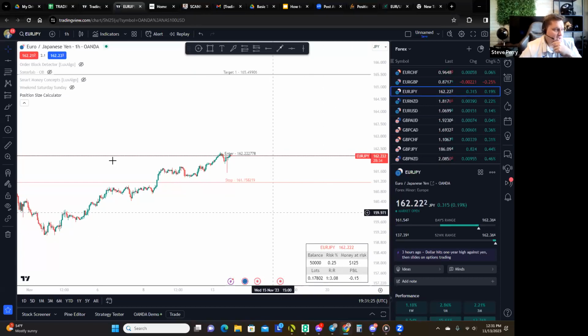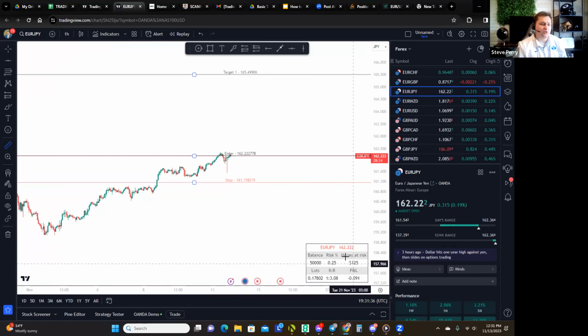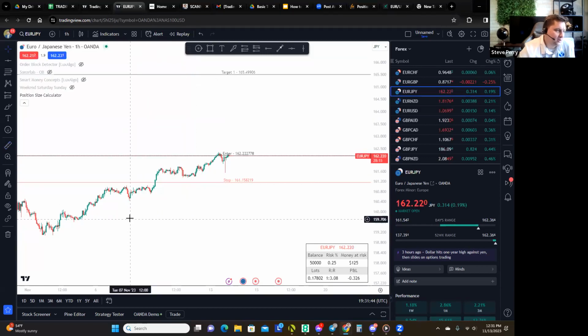So it's also just, in recap, saying if you use this stop loss, you should use this lot size in order to risk $125 per trade. That's also what that's saying. And then your target is up there. So you can use this one.